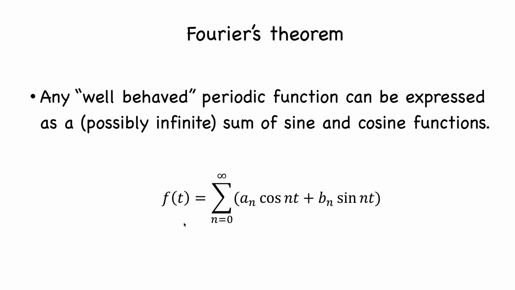Mathematically, the Fourier series or Fourier theorem says that any well-behaved function, well-behaved meaning it is continuous and defined at each point in time or in space, can be represented or expressed as a sum of sine and cosine functions, as written here. f(t) is your periodic function. This is the summation from n equal to 0 to infinity of an cos nt plus bn sin nt. So these are your sine and cosine terms. an and bn you have to determine. These are the amplitudes associated with these sine and cosine terms.